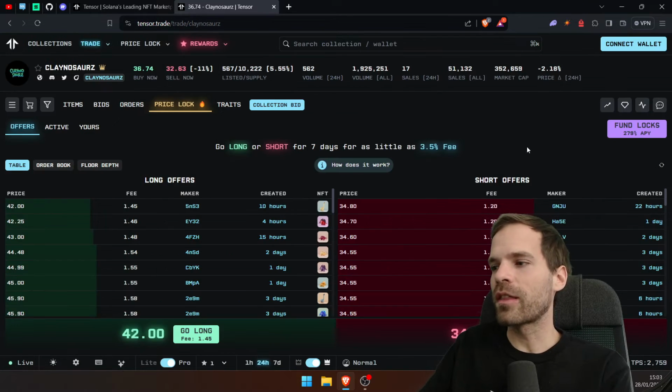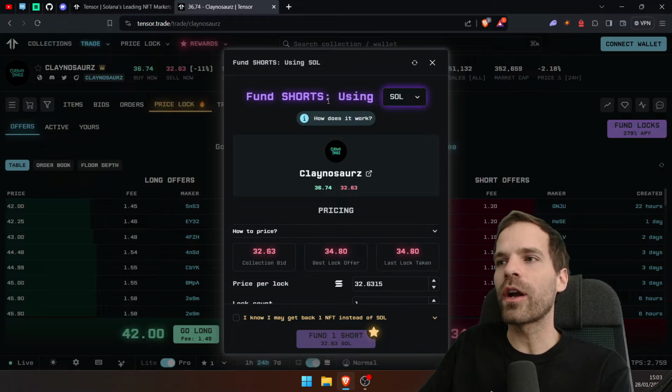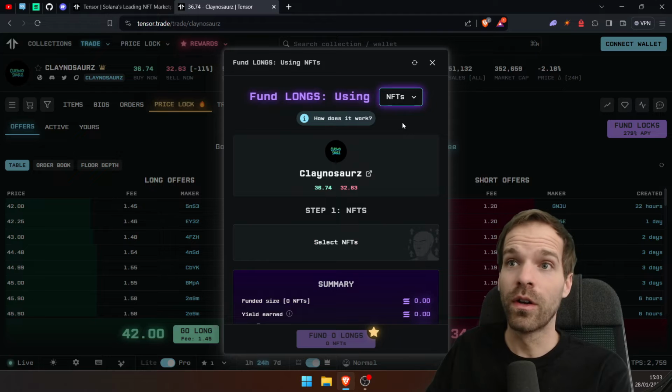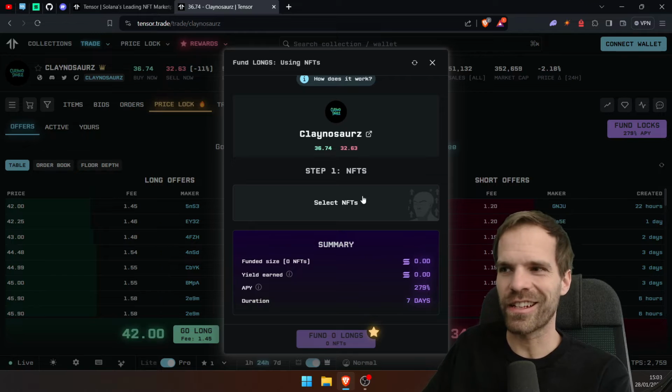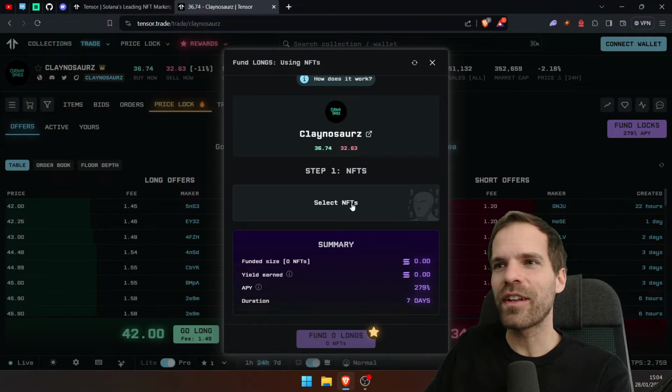Let's also have a look at the other direction. If we were to fund a long, for that we need an NFT though. We would need to have a Kleno to be able to fund a long, and we would select which one. I don't have any in this wallet. I'm not even connected with my wallet. It's a bad example. Do I have NFTs?